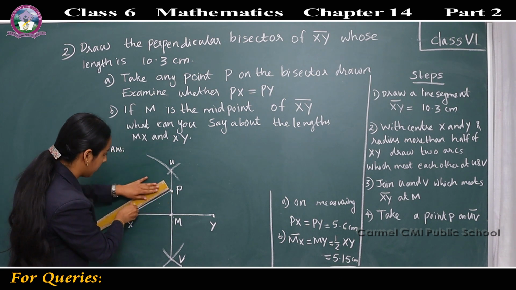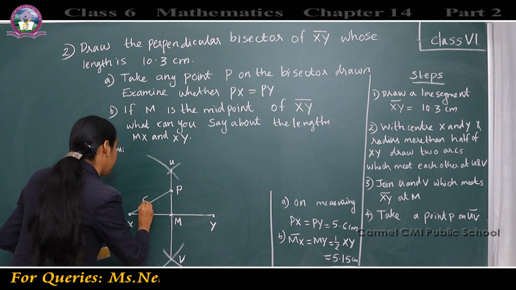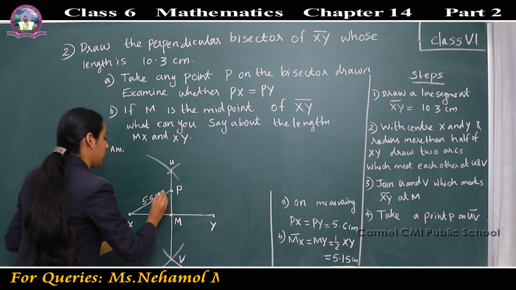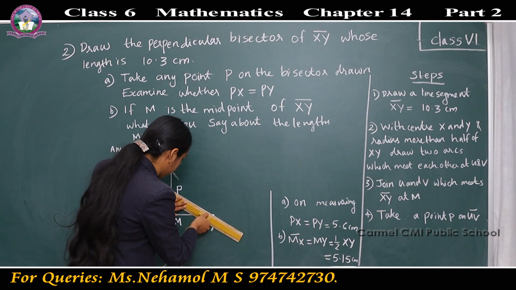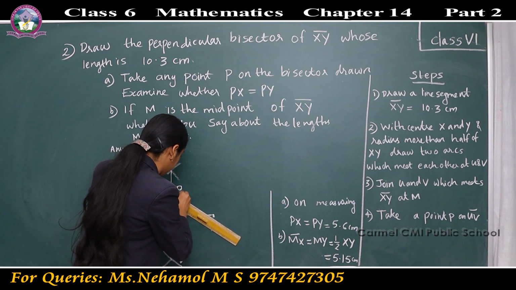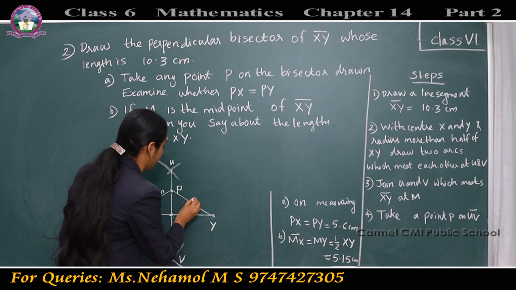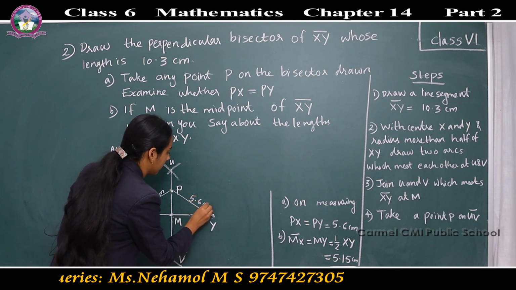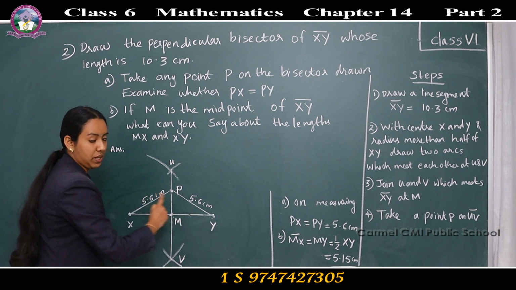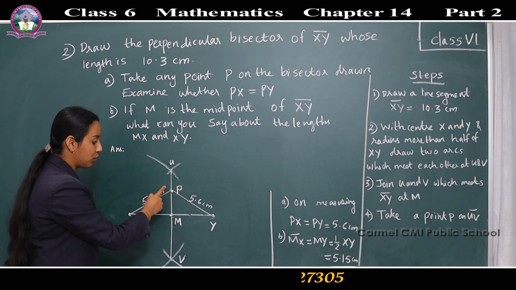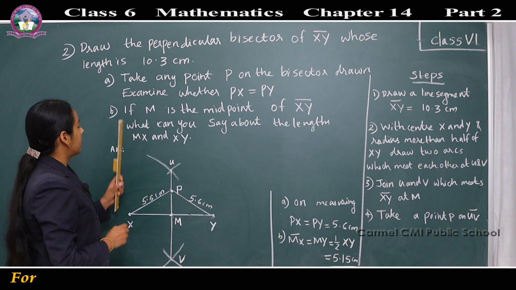This is PX. It is 5.6 centimeter. Using the ruler, you have to measure it. Then this is also 5.6 centimeter. So PX is equal to PY. Then what is the second question?